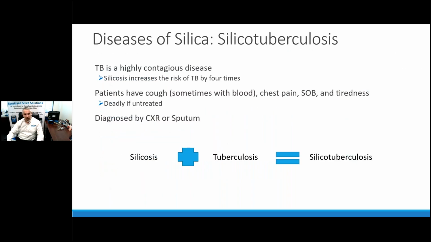Again, tuberculosis is a highly contagious disease. Silicosis increases the risk of TB by up to 4 times. Patients have a cough, sometimes with blood, chest pain, shortness of breath, tiredness, and unfortunately, there are many occupational deaths that are misdiagnosed as related to tuberculosis as opposed to silicotuberculosis, which really was the onset of that disease.